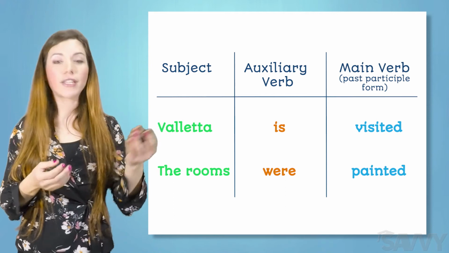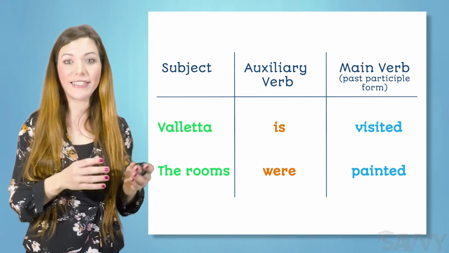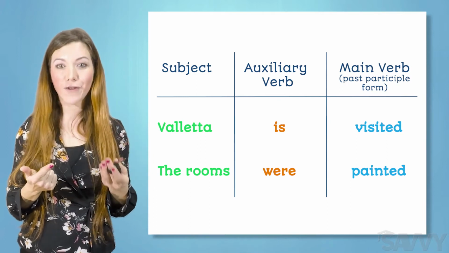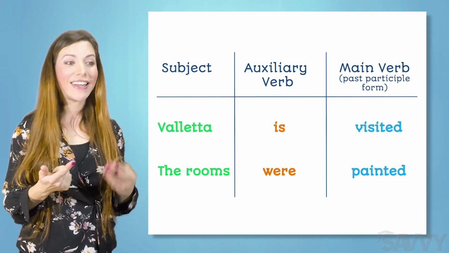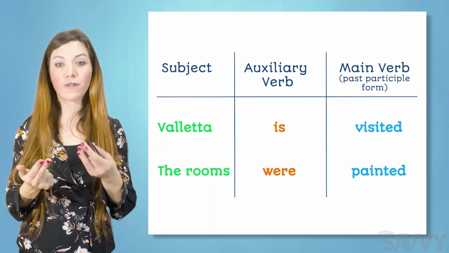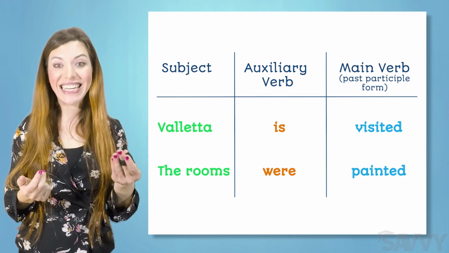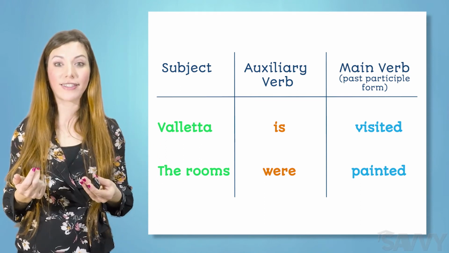A common mistake that English learners tend to make, and which is imperative for using the passive and all other tenses effectively, is that of the subject-verb agreement, which I have mentioned earlier. It's just as it sounds. The subject and the verb in English sentences must match. So, for example, if we have a look at the first sentence, Valletta, that's singular. It takes a singular verb form, is, and the past participle form of the verb, visited by several tourists. Valletta is visited by several tourists.